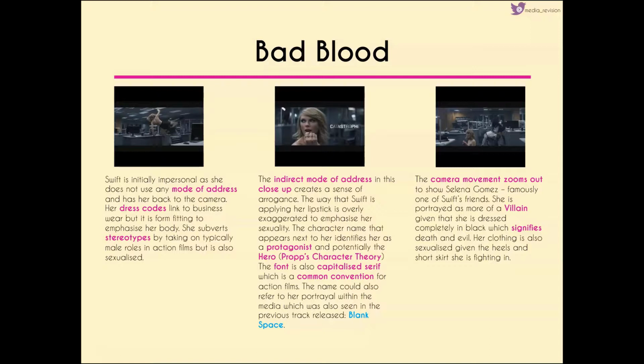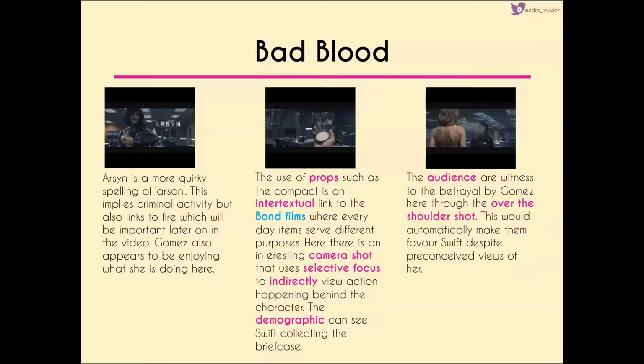Now the camera movement that we have here zooms out from Taylor Swift and we see Selena Gomez, who's very famously one of Swift's friends. She's portrayed as a villain given that she's dressed completely in black, so again that signifies death, evil, and it's also very sexualized given the fact that she's fighting in heels and an incredibly short skirt.